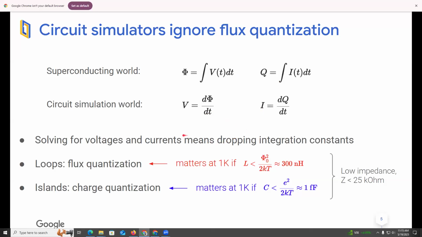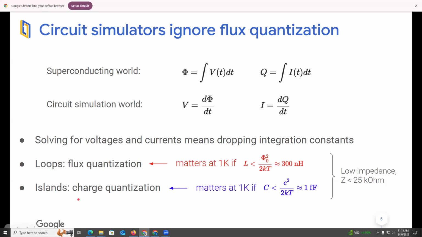So we need to take care of these constants. In superconducting loops, the thing that we care about is flux quantization, and in fact, it matters for inductances that are not gigantic. So if your inductance is less than 300 nanohenry, you probably should care about flux quantization.